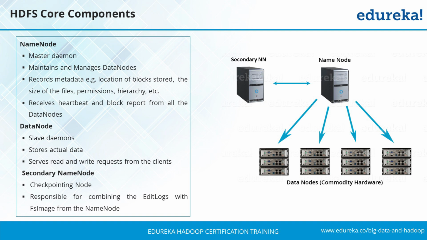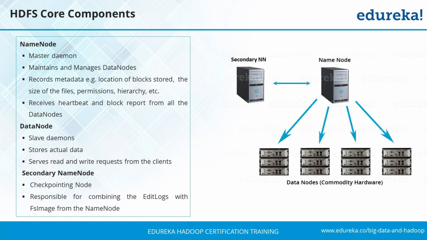Now name node is the master of the system, guys. Basically it's the heart of the Hadoop distributed file system, or heart of the Hadoop cluster, I would say, because it contains the metadata of the data. Okay, metadata means all the locations of the blocks which are being stored, or the size of the files, permissions, hierarchy, timestamp of the file, replication factor, block size, everything gets stored inside the name node's metadata.